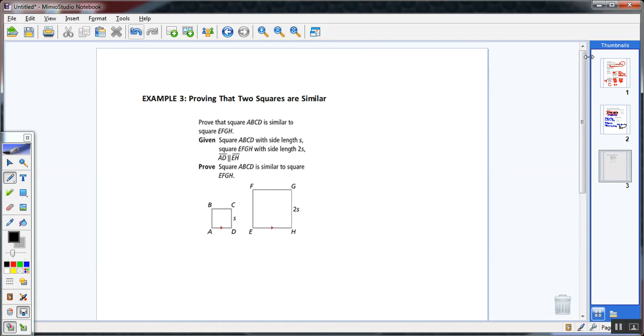There are lots of different ways to say it. Well, duh, it's a square. Okay, here's the deal. It says prove that square ABCD is similar to what? EFGH. Okay, so here's the deal. In order for something to be similar, it has to preserve angles, but lengths have to be different. But they have to be the same ratio.